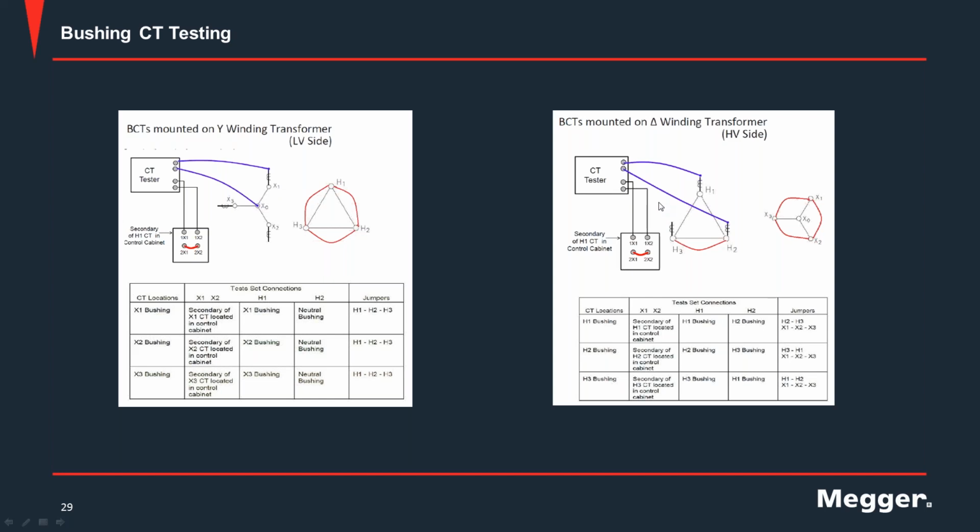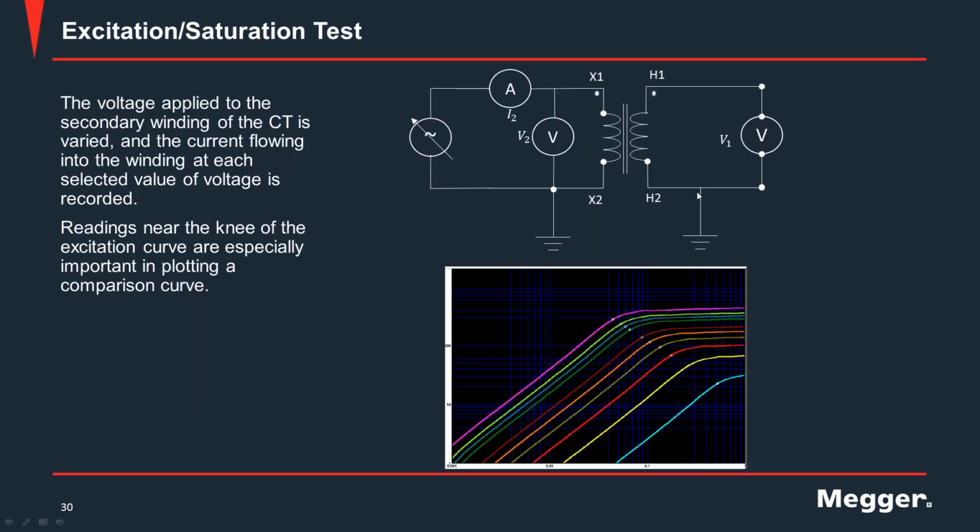Now, this one is an example of the delta winding transformer. So here again, we shorted the secondary winding before we do the injection in the control cabinet and measure the voltage on the primary terminals.